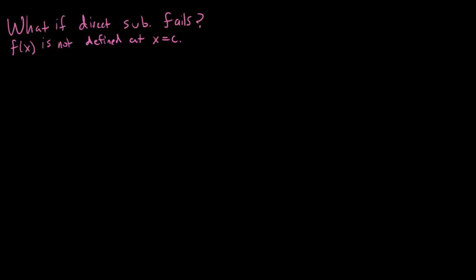Now, there's going to be a few different techniques here. Technique 1, factor and divide. This is probably going to be the most common. In the first two rather, we're going to try to rewrite the function so that we get a new function that agrees with the old function everywhere except at x equals c. That new function will then be defined at x equals c, then we can use direct substitution.